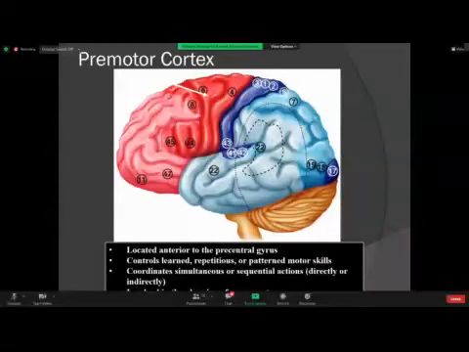When a wicketkeeper, for example, takes a ball, he already knows the movement that he wants to do. And all of this is happening in the premotor cortex. It coordinates simultaneous and sequential actions, just as we are talking about, okay? And planning of the movement.